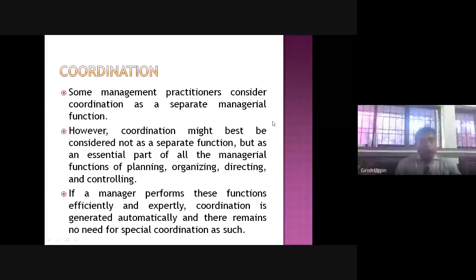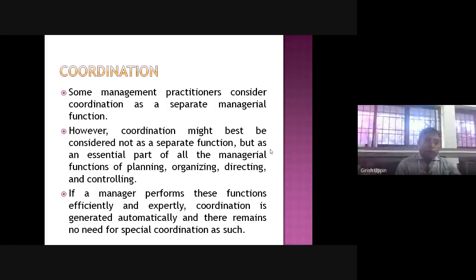Some management practitioners consider coordination as a separate managerial function. Some practitioners feel that coordination is a separate managerial function because it is a very important aspect of management. However, coordination might best be considered not as a separate function, but as an essential part of all the managerial functions of planning, organizing, directing, and controlling.